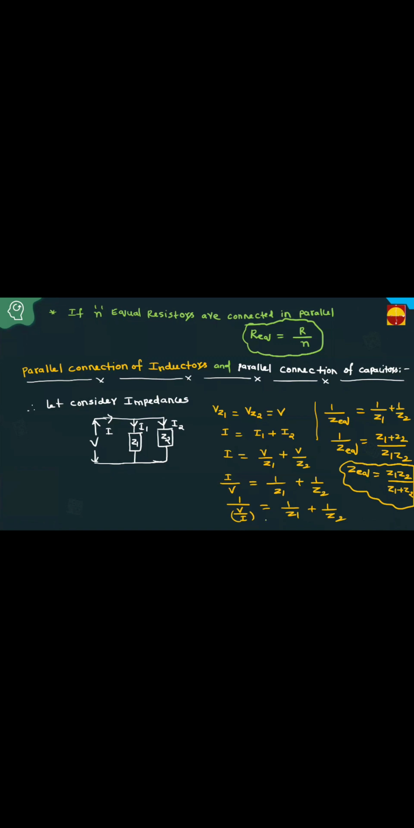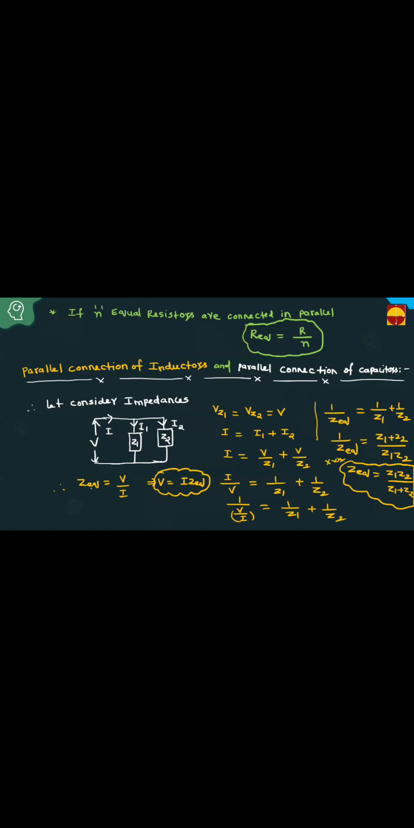What is the Z equivalent here? Z equivalent equals V by I. From this, V equals I into Z equivalent. Clear? Okay, this Z equivalent equals Z1 Z2 by Z1 plus Z2.